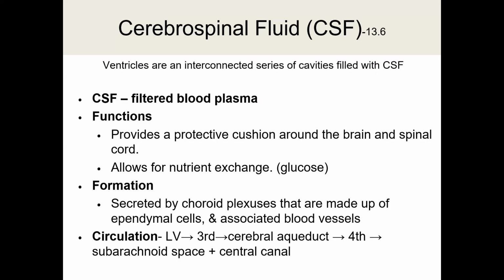We have blood plasma that is filtered by our ependymal cells. So that was one of our glial cells. It has two jobs here. So that CSF provides protective cushioning around the brain and spinal cord.